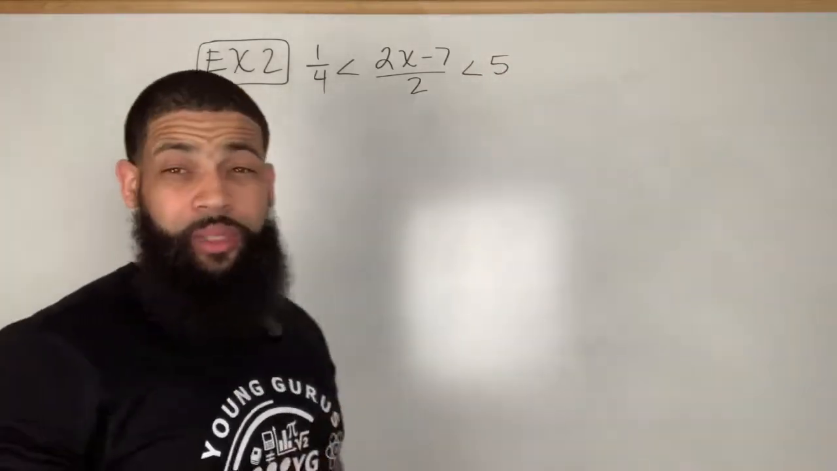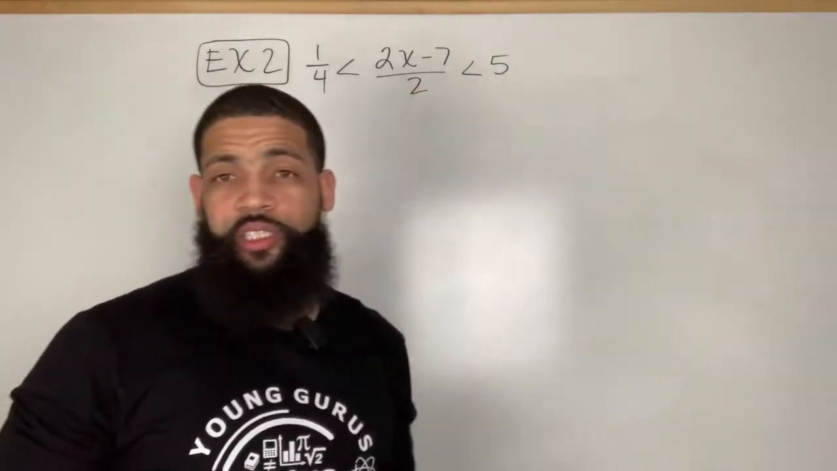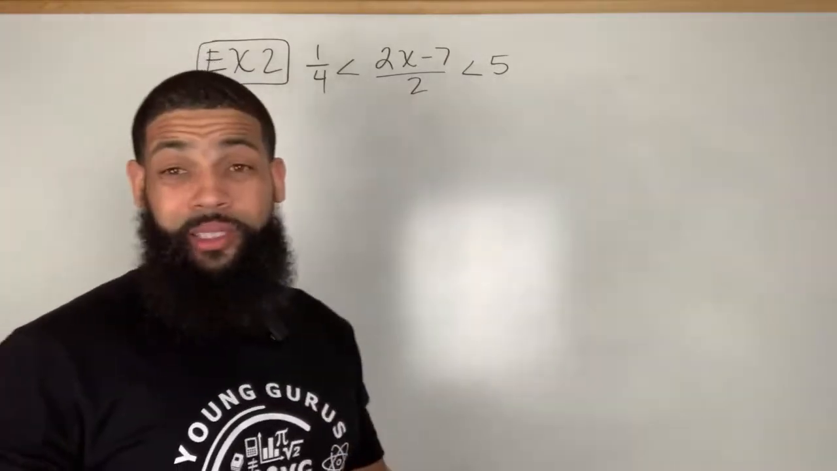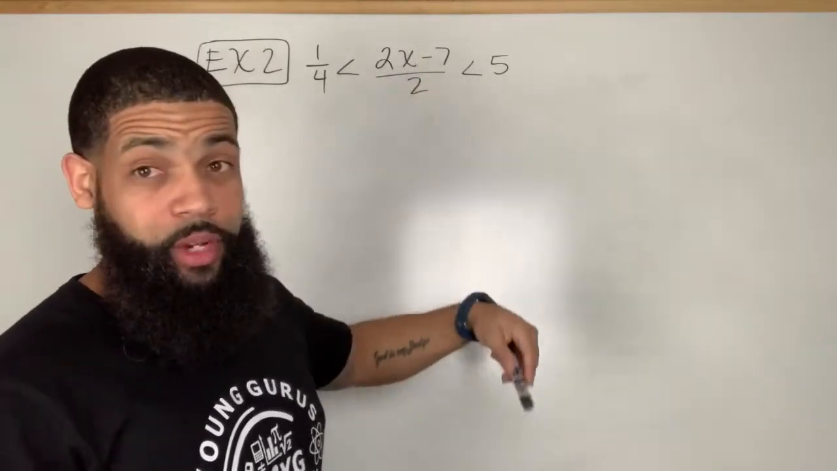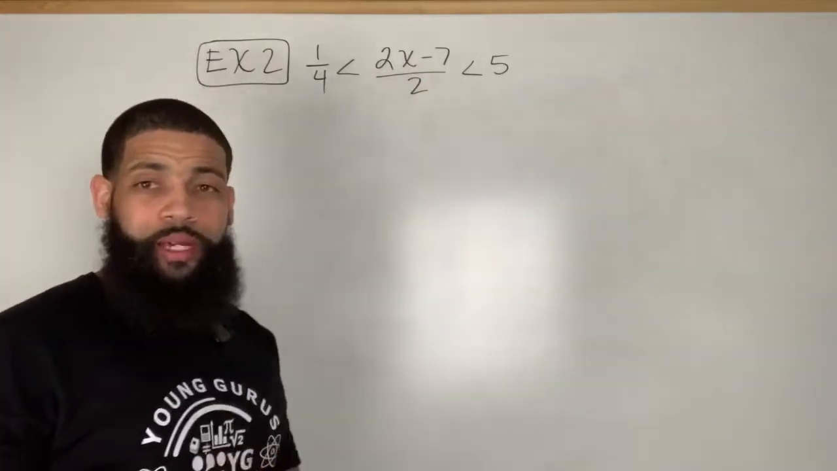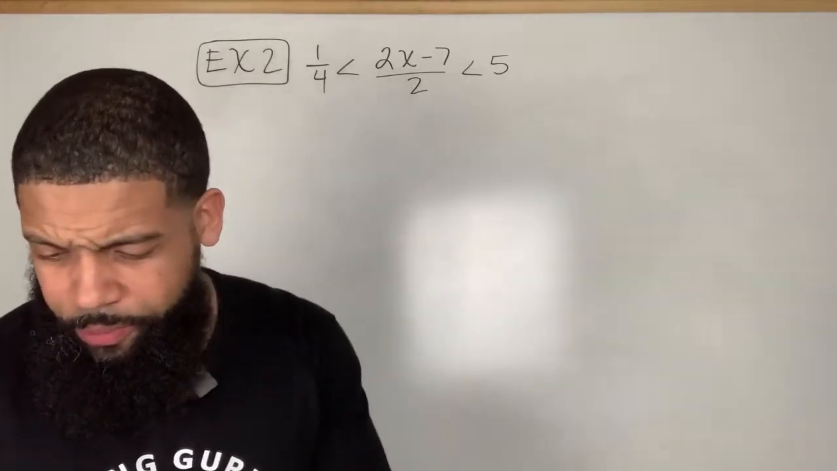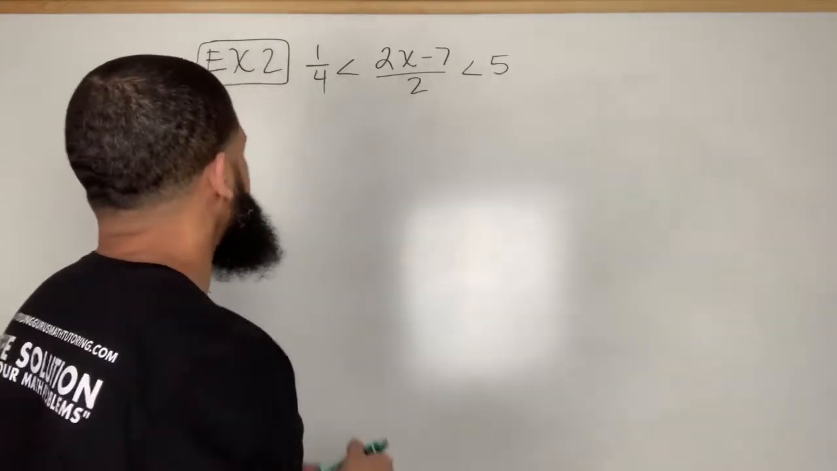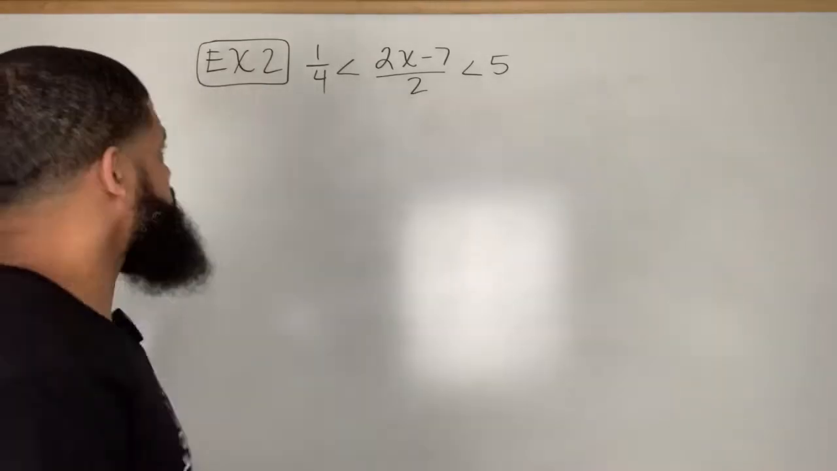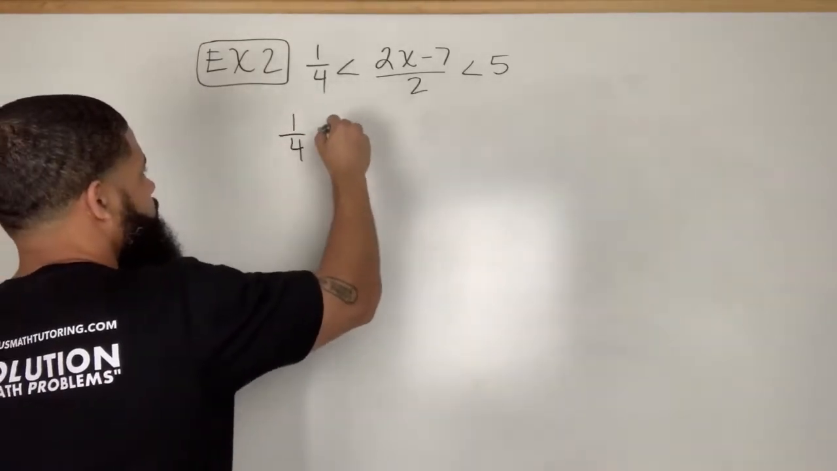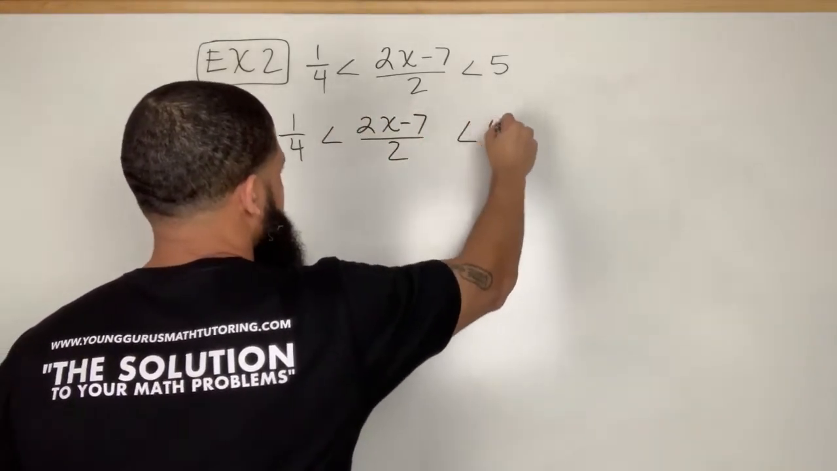Same thing. Whatever we do to one part, we have to do to this section and this section. So I need to get this x by itself. In order to get that x by itself, the opposite of dividing, because remember a fraction bar represents division, is multiplying. So I'm going to multiply by 2. I'm going to rewrite this: 1/4 is less than 2x minus 7 divided by 2 is less than 5.